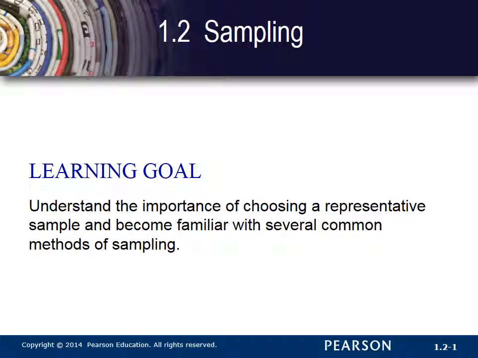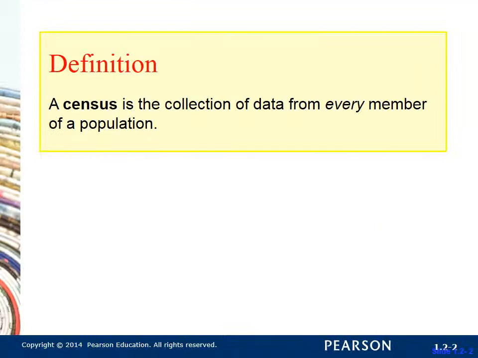Our goal for today is to understand the importance of choosing a representative sample and becoming familiar with several common methods of sampling. Your objective will be to use the vocabulary you learn to properly decide what type of sampling method is being done, as well as figure out if the sample could be a good representative sample. So those are the objectives you'll be doing for this learning goal.